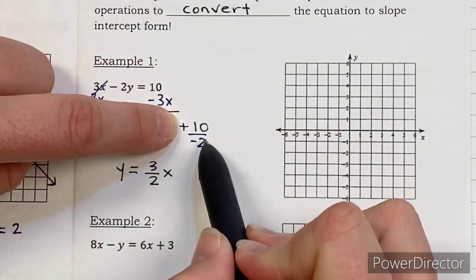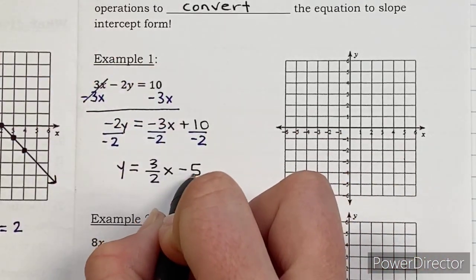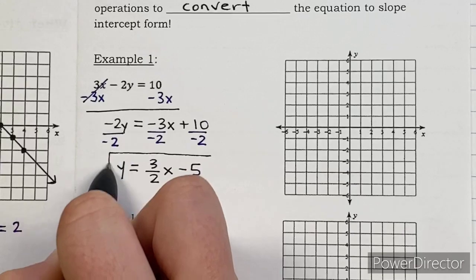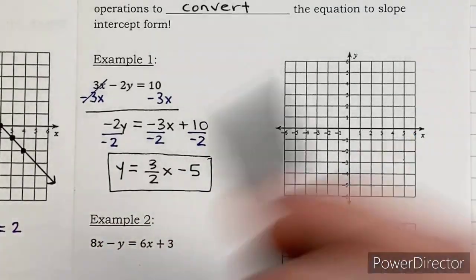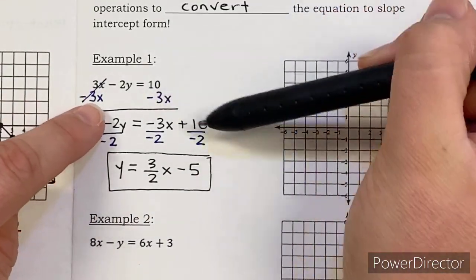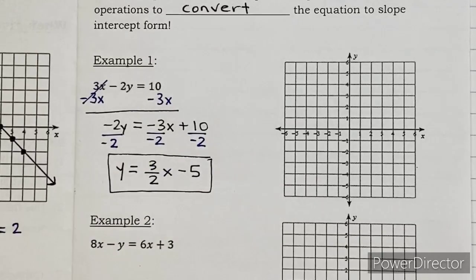Now let's take a look at this. 10 divided by negative 2 is negative 5. And here is my equation in slope-intercept form. So not terrible. This is as bad as they typically get. Just 2 steps, move the x, divide by whatever number's in front of the y, and then you're ready to go. So I'm going to quickly show you how to graph this again.